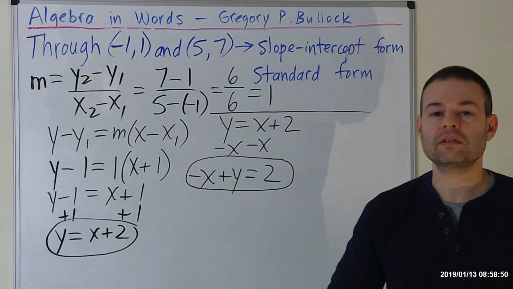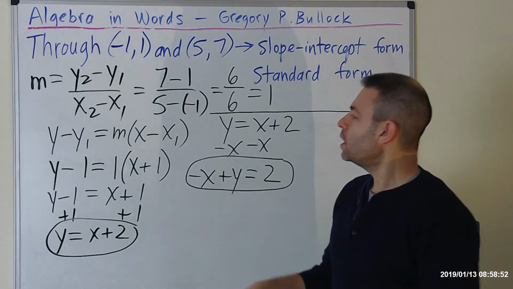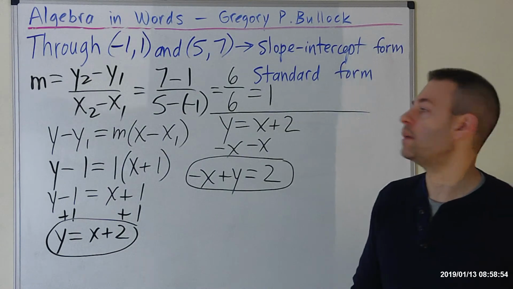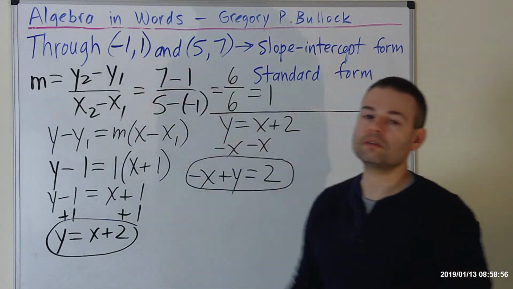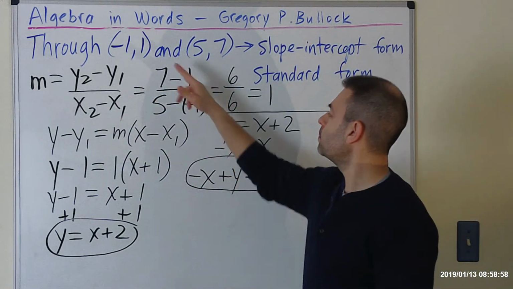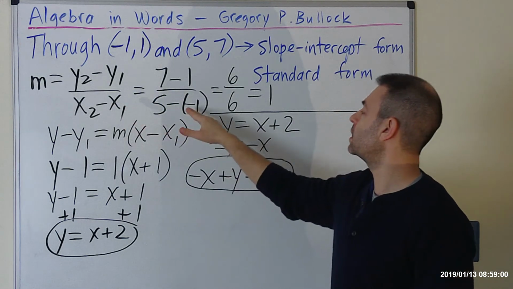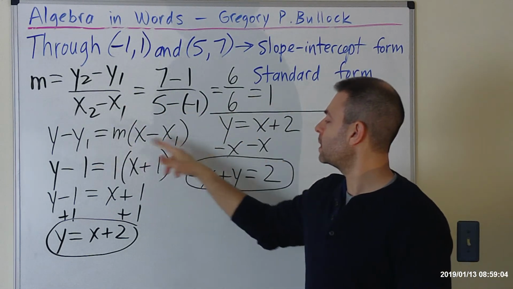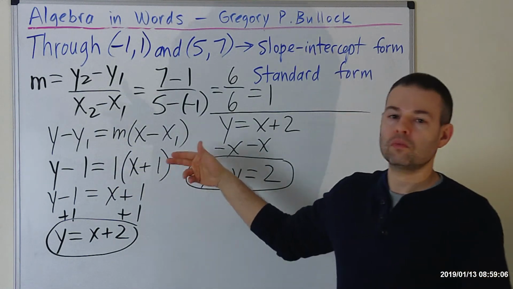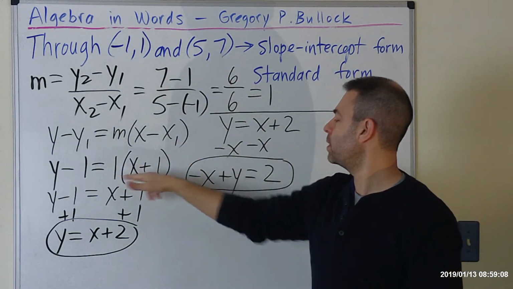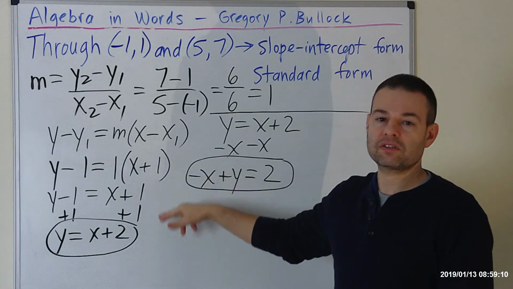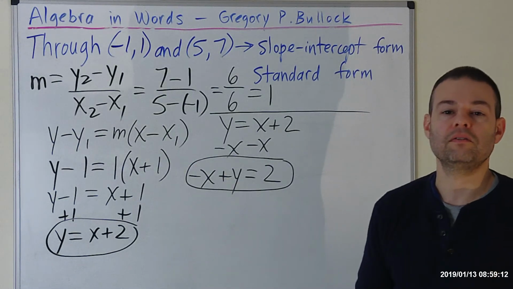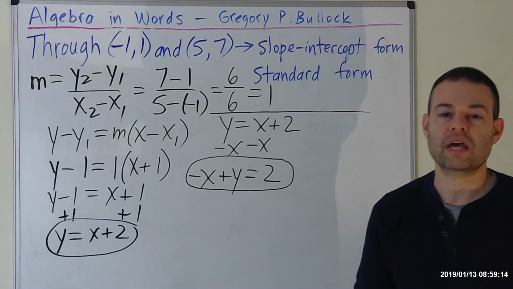To summarize this, if you're asked to give an equation of a line and you're given 2 points, you need to start by putting those points into the slope formula. Calculate the slope, put it into the point-slope formula, and use one of the given points in the point-slope formula. And then simplify, and then put it into the form of the equation that the question is asking for.